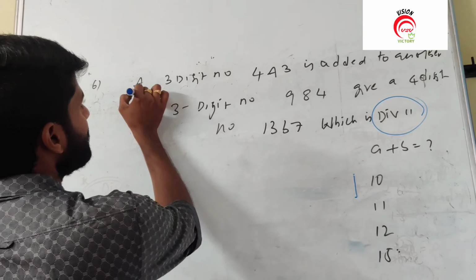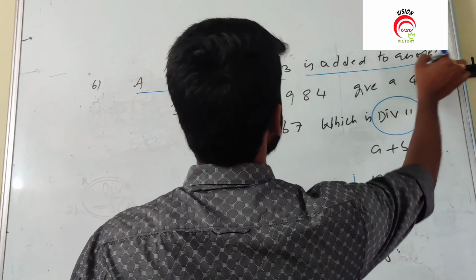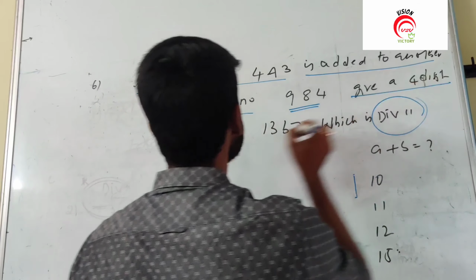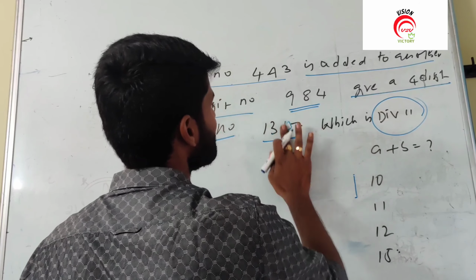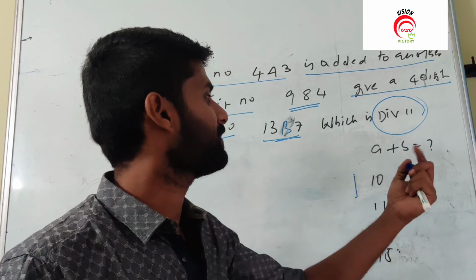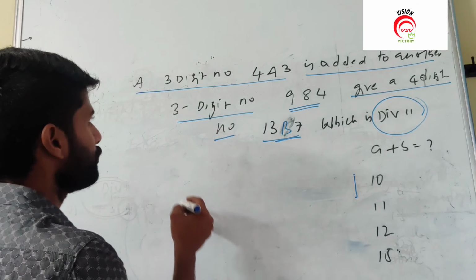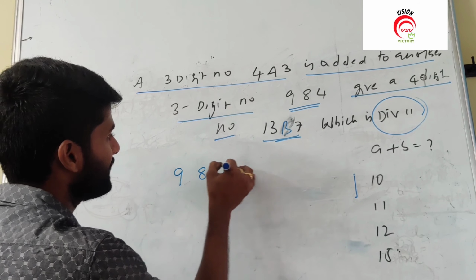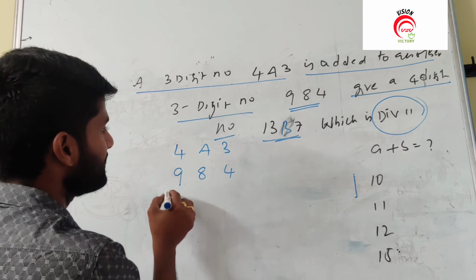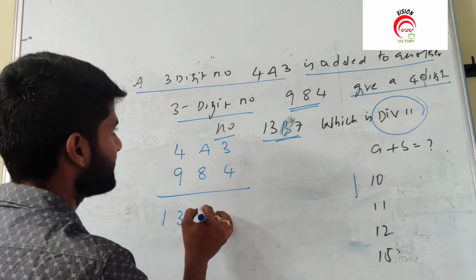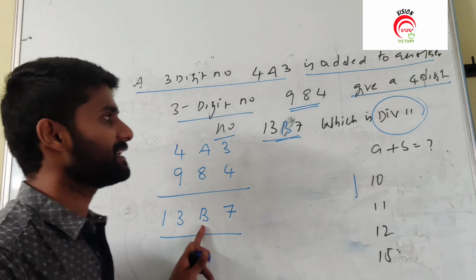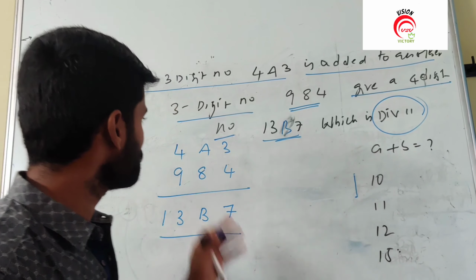See, the question given: a 3-digit number 4A3 is added to another 3-digit number 487, and it gives a 4-digit number, 13B7, and this number is divisible by 11. We need to find the value of A plus B. Focus on the values. 984 is given and 4A3 is added. We get the resultant 13B7, and this number is divisible by 11. So go with the procedure.